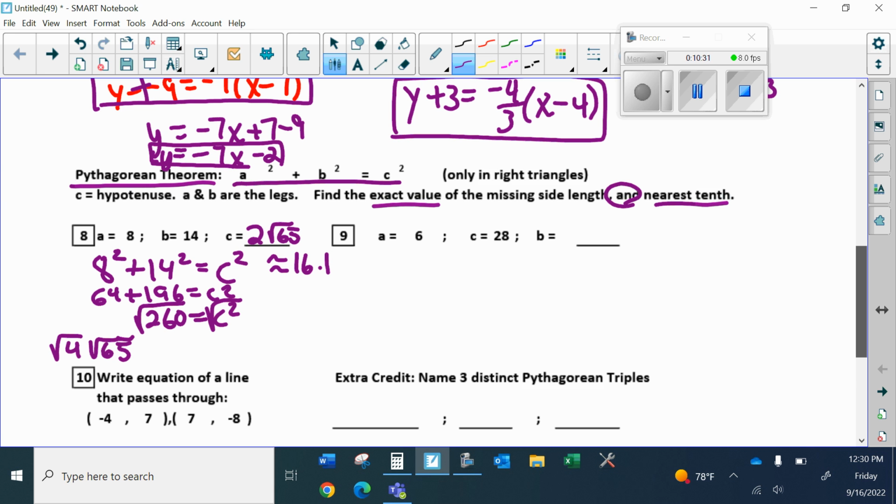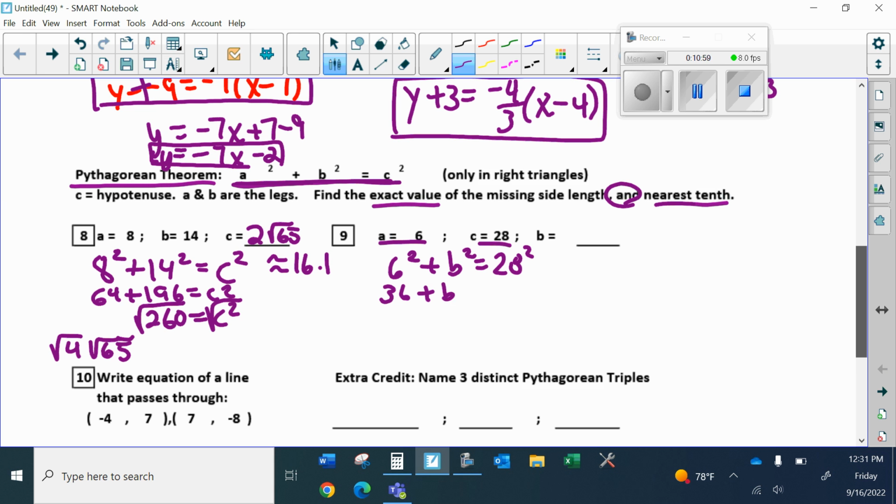Number 9, the same thing, except I'm given A and C. Again, I have the formula right here, and we have people putting the A and the C on the same side. Does that say A and C is on the same side up there? No, they're on opposite sides. 6 squared plus B squared equals 28 squared. That should be very easy to fill in. And we have people putting 6 squared plus 28 squared, putting it on the same side. That is not what it says there. A and C.